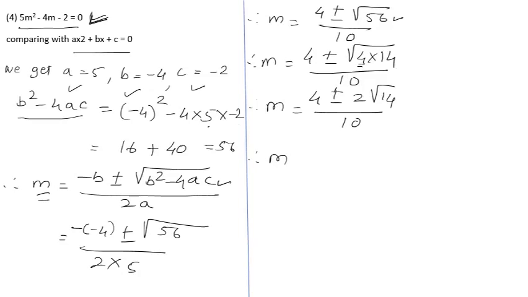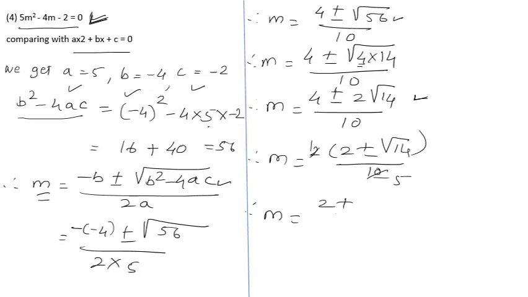Therefore, m equal to, now in the numerator we take common 2. After taking common 2, in the bracket remains 2 plus minus root 14, upon 10. After simplifying, 2 1s are 2, 2 5s are 10. Therefore, m equal to 2 plus minus root 14 upon 5.